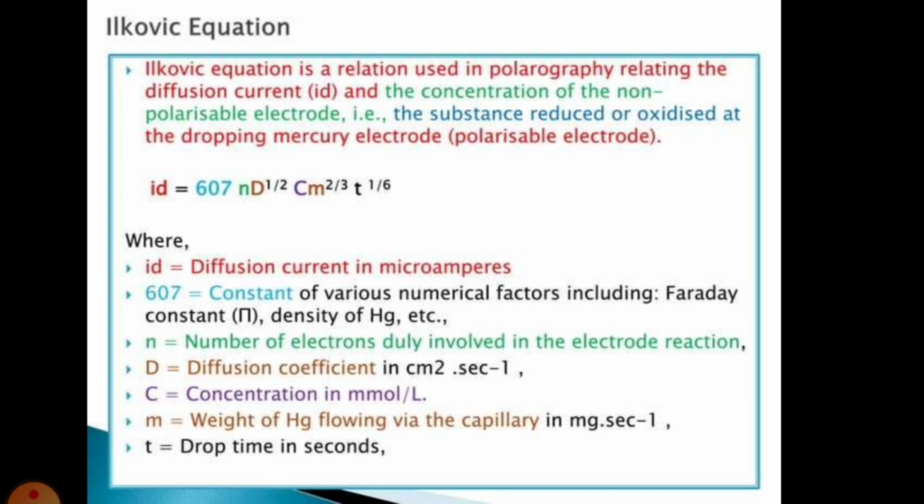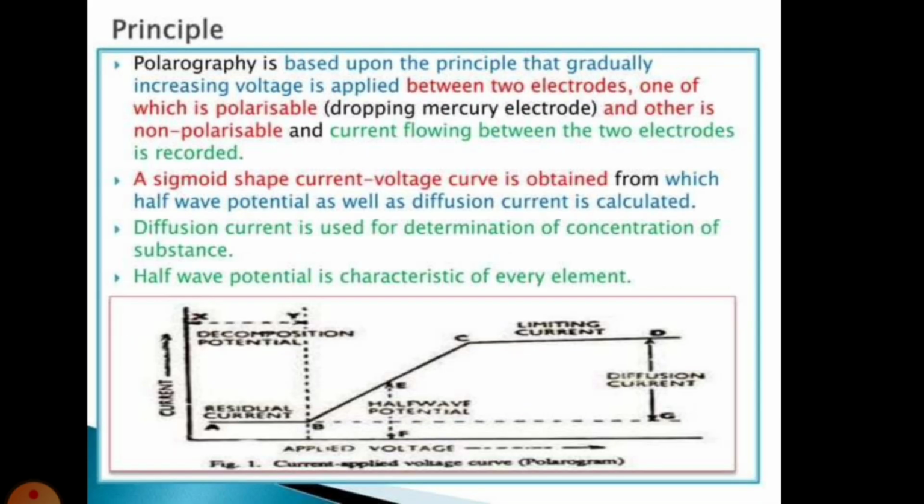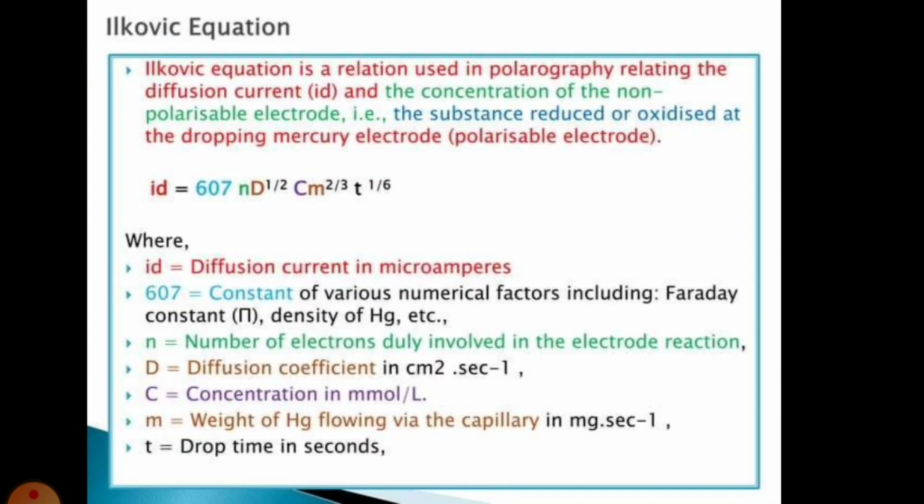In today's class, I discuss the Ilkovic equation that comes in polarography. The Ilkovic equation is used in polarography relating the diffusion current and the concentration of the non-polarizable electrode, that is the substance reduced or oxidized at the dropping mercury electrode, the polarizable electrode.